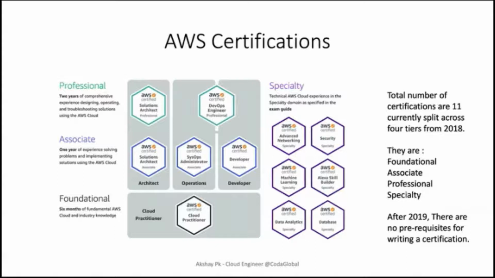After 2019, there was actually no prerequisite for writing a certification. You could be a novice and study for 3 or 4 months for a specialty certification, and you can directly go ahead and crack it based on your experience in the market. So you don't need to do a foundational cert in order to do an associate or a professional or a specialty. That criteria was removed.